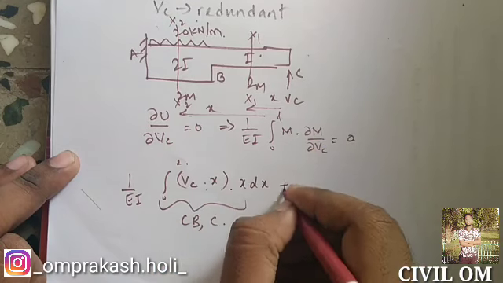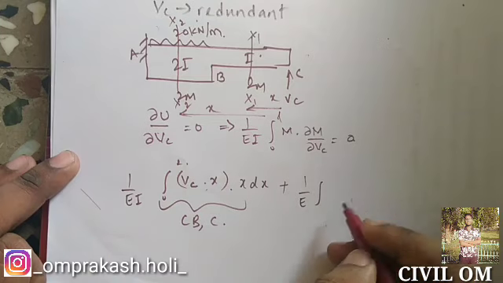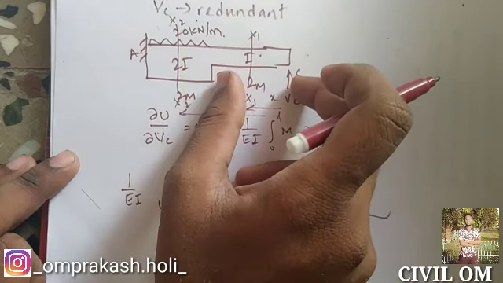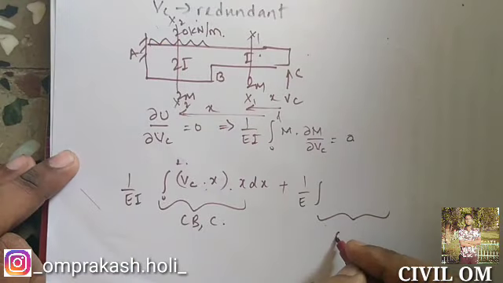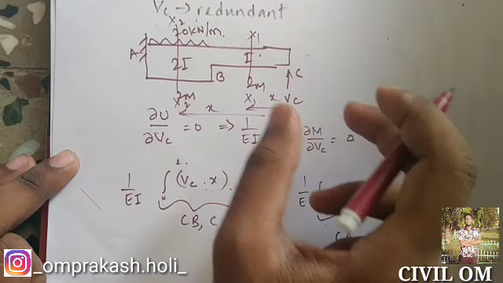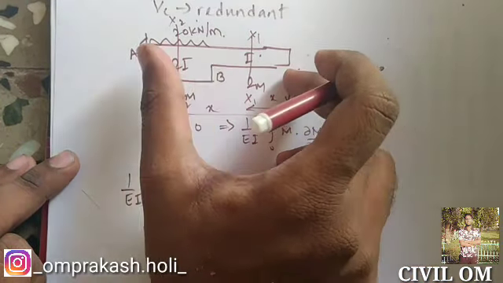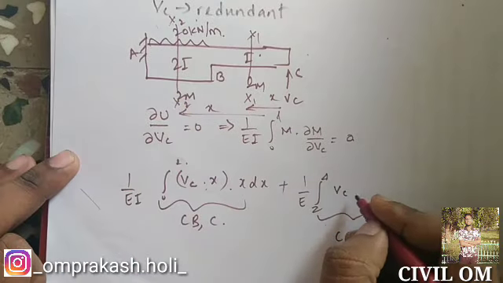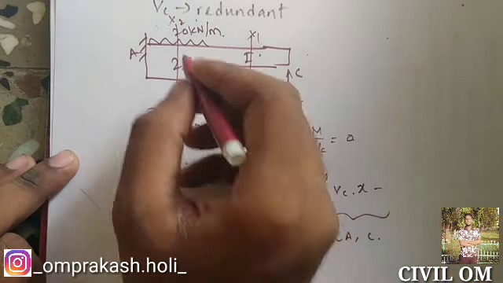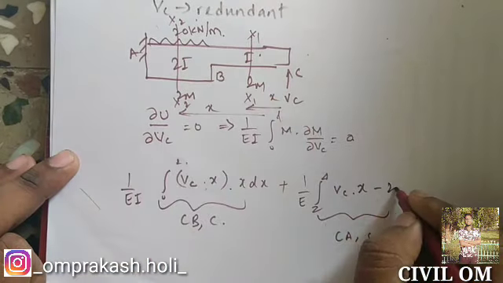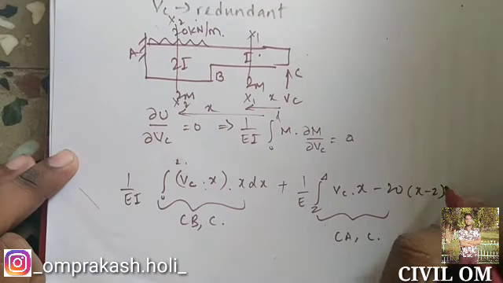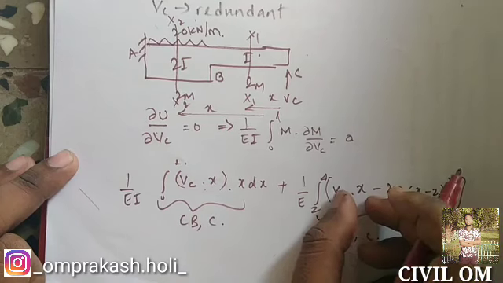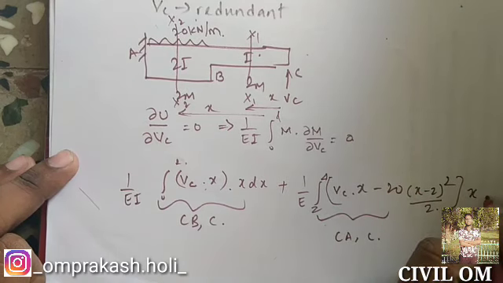0 to 2, VC into the distance is x, and partial differentiation of this function is x dx. Next, let's consider the portion CA considering C as origin. Here the distance is 2 and here is 4. 2 to 4 is the limit, and the equation is VC into this portion is x minus 20, and this distance is x minus 2, and since it is UDL, so (x minus 2) square upon 2, and the partial differentiation with respect to VC is x into dx.